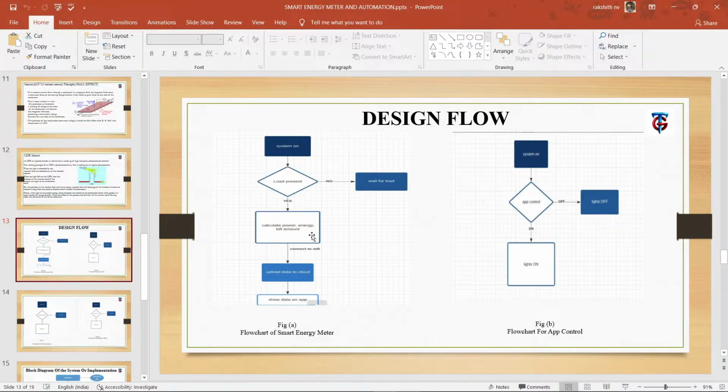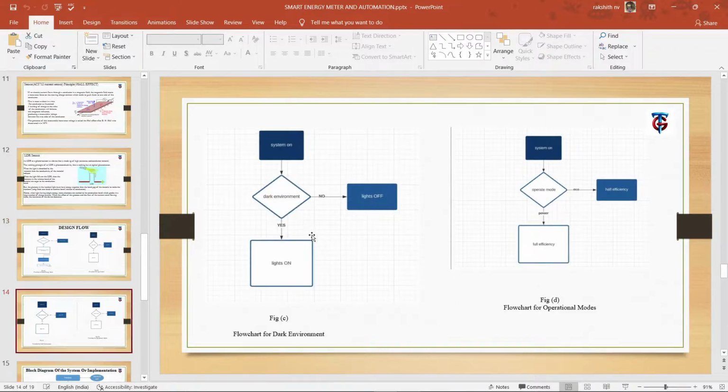So as I said, we even have the automation part in our project. Via the app, there will be a certain load connected, and there will be an option for light on and off. So first the system will be turned on, it will be checking for the app control which is given from the app by the user. If he gives off, the lights will turn off. If he gives on, the lights will turn on.